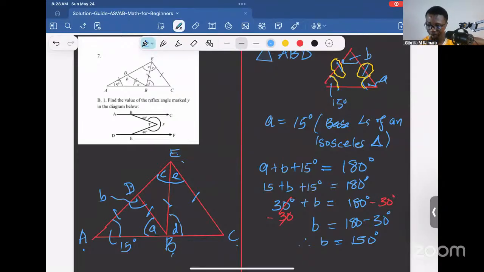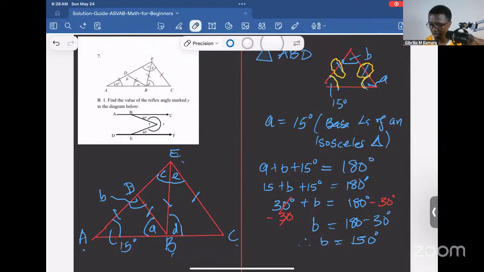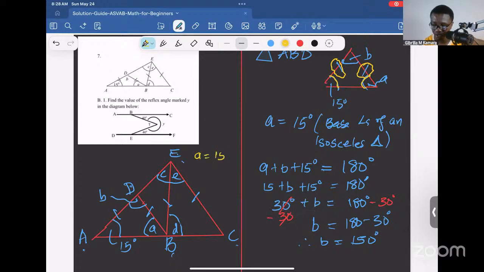Okay? So I'll just get rid of this. Or let me write the answers first somewhere. Let me use the yellow. So my A is 15 degrees. My B is 150 degrees. So let's look for either C, D or whatever it is, okay?